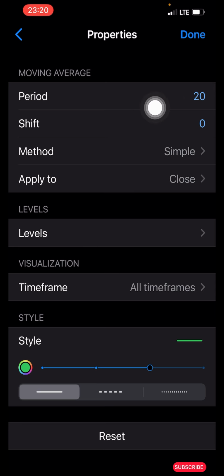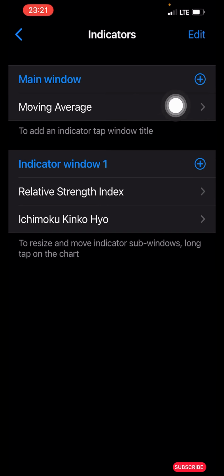Now the period is 20, shift is 0, method is simple, apply to is close. The level you leave as it is, time frame is all time frames. Now under the style you make the color green and then you make it 3 pixels. After that you click on done. That's it for the moving average.